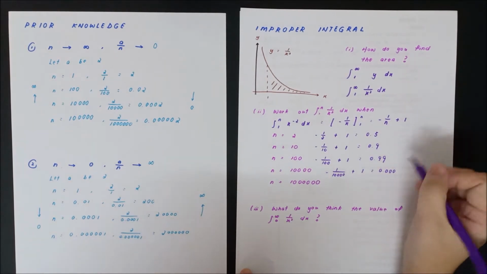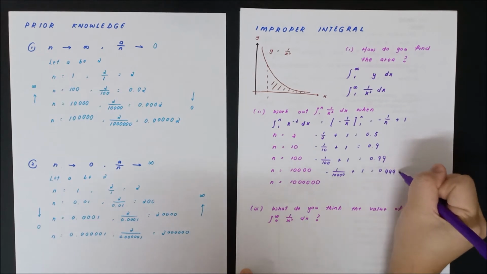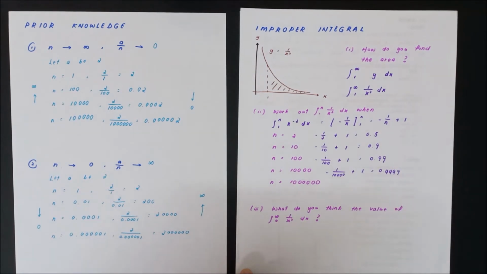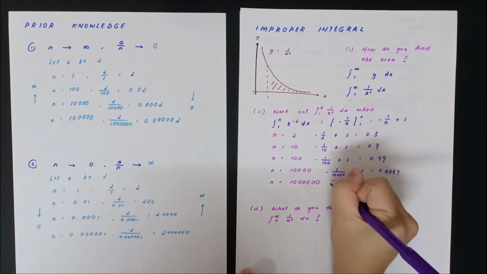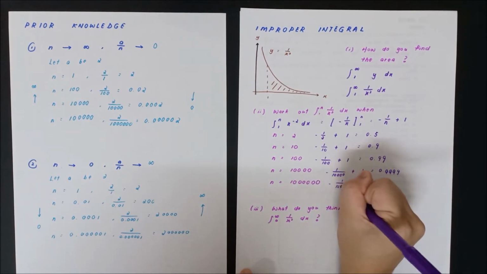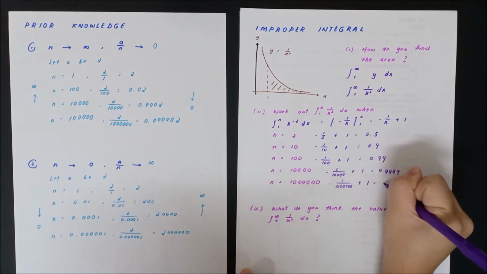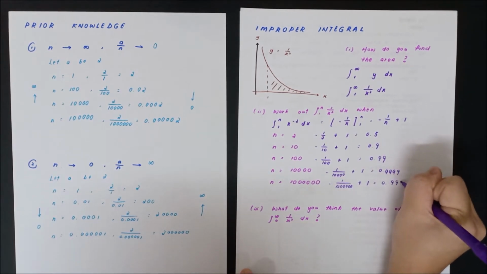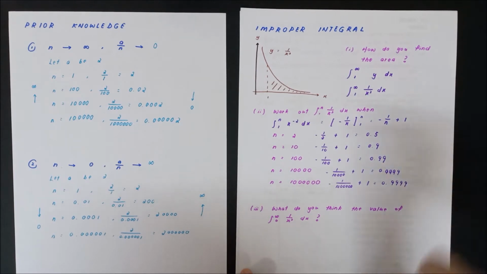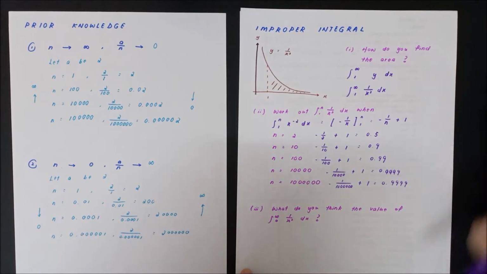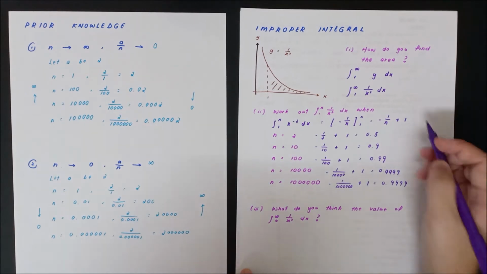I'm sorry, I'll be getting 0.9999. Then after that, if I continue on, -1 over 1 million. So when I do plus 1, what do I get? I will get 0.999999. Let me check. -1 over 1 million plus 1. Okay, yeah, correct.